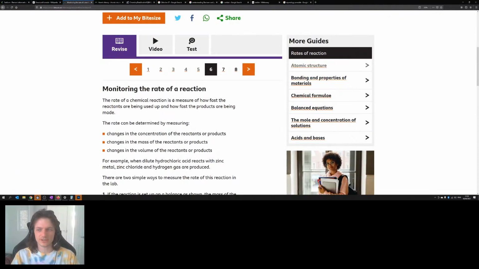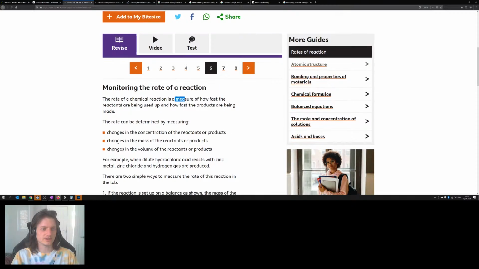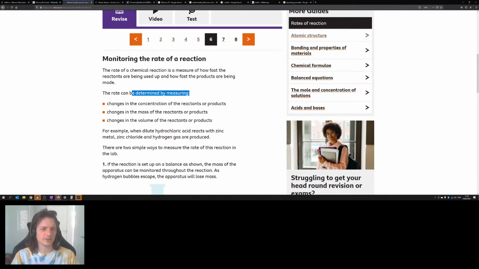The rate of a chemical reaction is a measure of how fast the reactants are being used up and how fast the products are being made. The rate can be determined by measuring changes in the concentration of the reactants or products, changes in the mass of the reactants or products, or changes in the volume of the reactants.